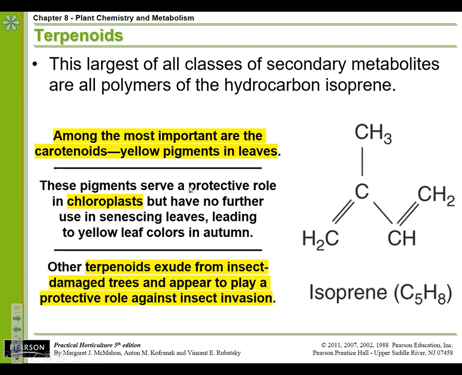These pigments serve a protective role in the chloroplast, but don't have any further use in senescing leaves, other than leading to the true yellow leaf colors in autumn that we're starting to see now. Other terpenoids exude from insect-damaged trees and other plants and appear to play a protective role against insect invasion.